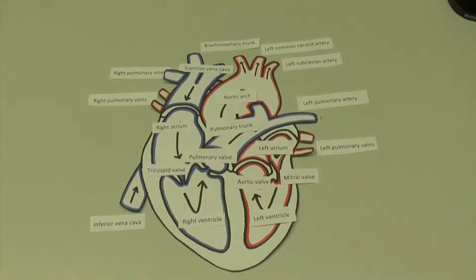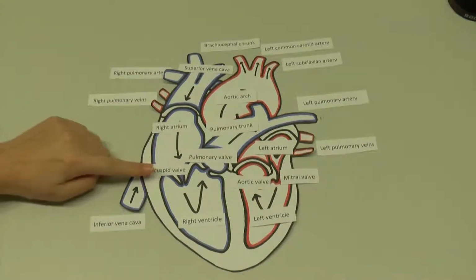Once it has passed through the body, the blood returns to the heart, deoxygenated, via the inferior and superior vena cava into the right atrium. It then passes to the right ventricle. The valve on this side is called the tricuspid valve.